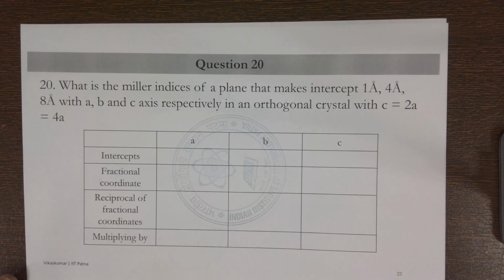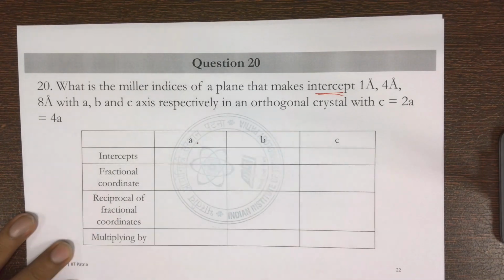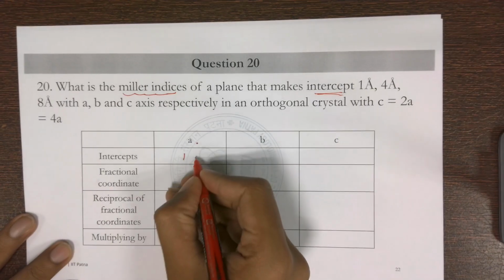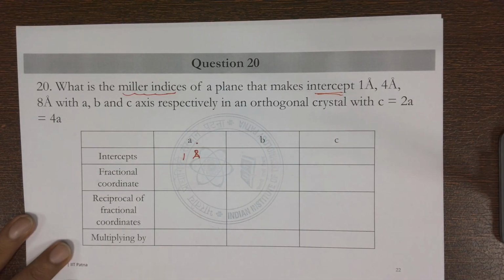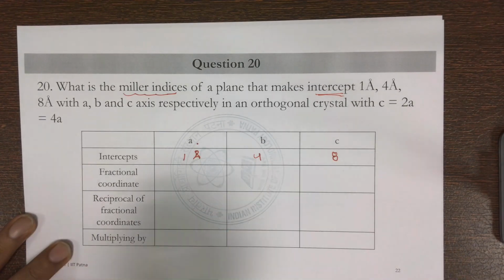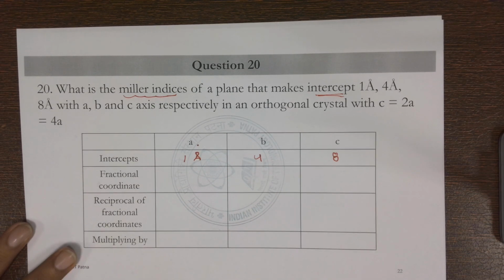Now we have to remember how we find the direction. Sorry, it's a plane. So what we do, first we find the intercepts. It is already given, to find the Miller indices. Along the A direction, the intercept is 1 angstrom. Along the B direction, it is 4 angstrom. Along the C direction, it is 8 angstrom. These are the intercepts given to us.